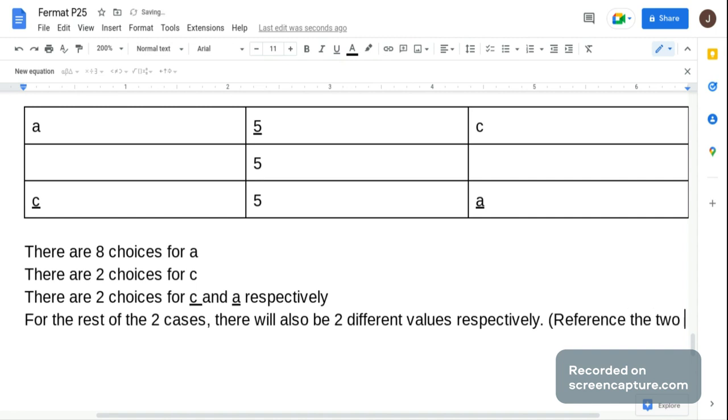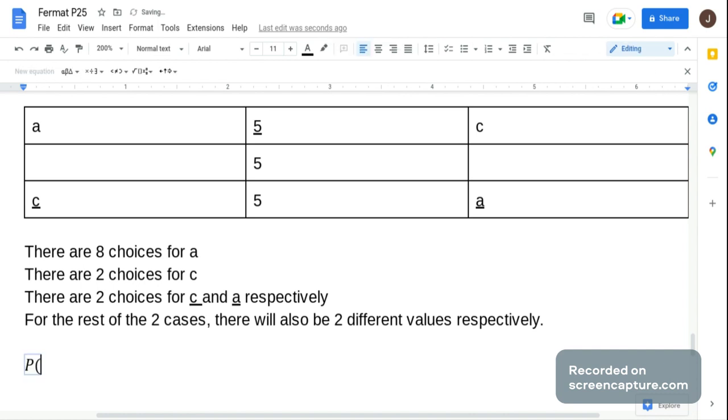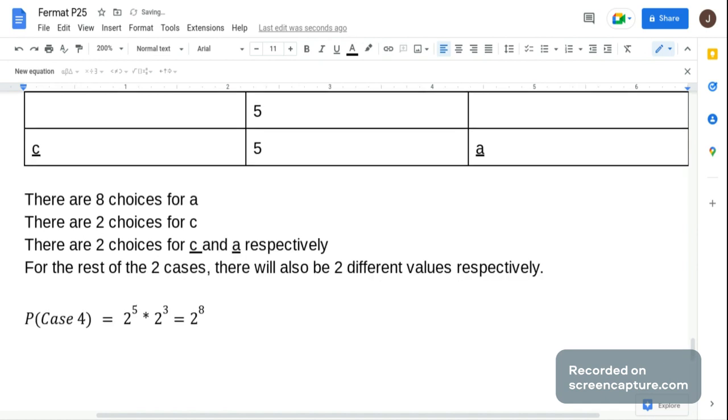Reference the 2 main diagonals. No, never mind, sorry. So the total cases would be 2 to the power of 5 times 2 to the power of 3, which is equal to 2 to the power of 8. This is another 2 to the power of 8. Then we talk about case 5.